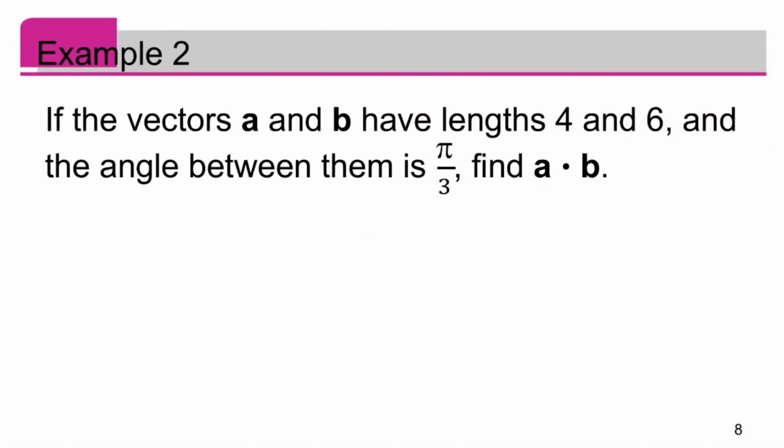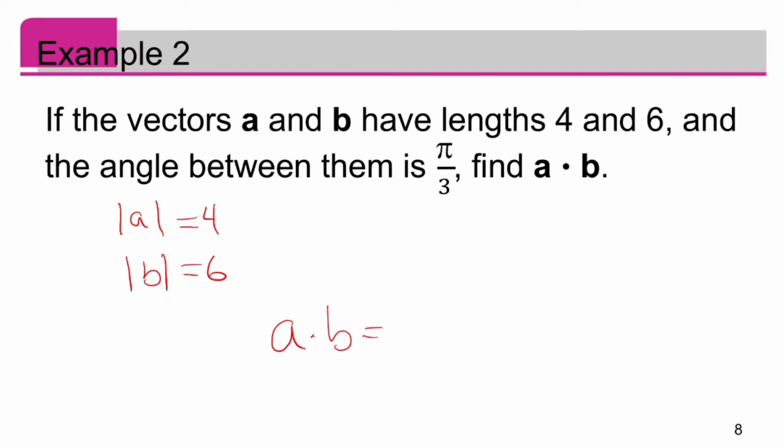So in this problem, it says vectors A and B have lengths 4 and 6. So let's see, that means the size of A is 4, the size of B is 6, and the angle between them is pi over 3. We want to find A dot B, the dot product of A and B.